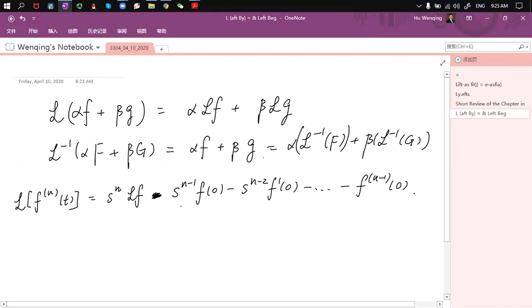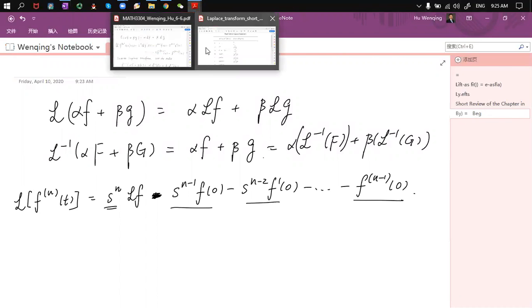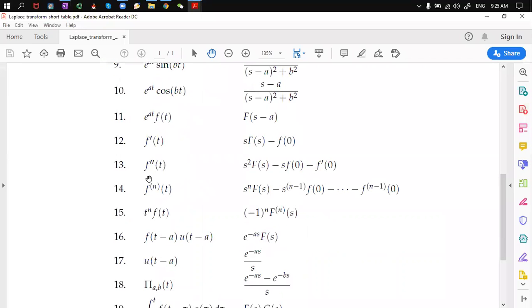So into polynomial powers, including all the remaining terms which are the initial conditions, right? So this is very important, and you can find these three lines on the table whenever needed. So f prime is transformed to this, f double prime, and in general the nth derivative is transformed to this.